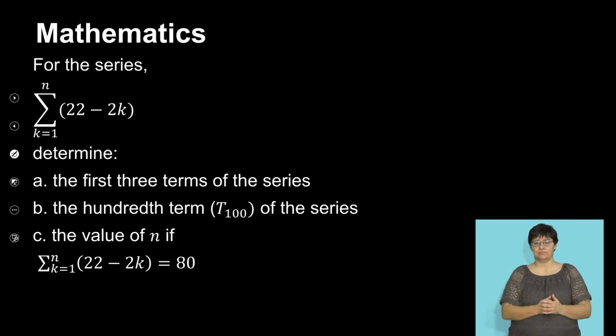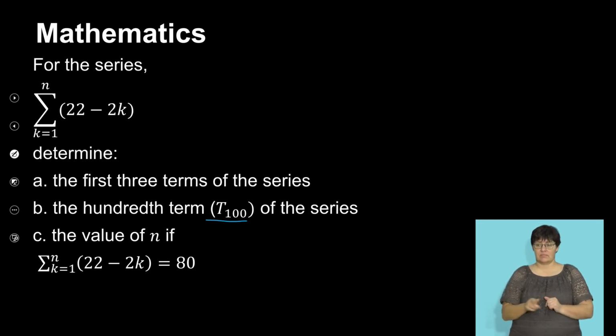So guys, we have been given a specific series that we need to determine A, the first 3 terms of the series, B, the 100th term of the series, and by the 100th term, please note that we actually mean T100. Then we are going to determine the value of N if the sigma sum is equal to 80.